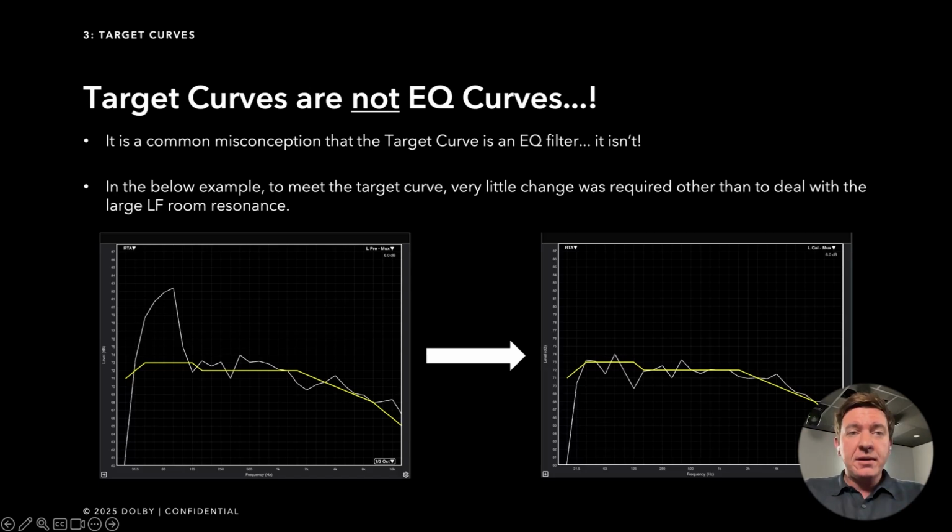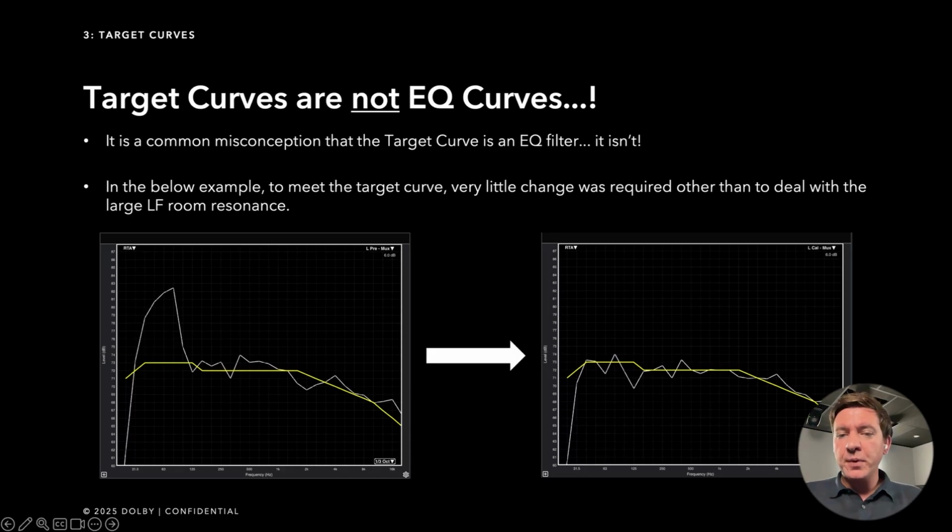But what we see here is a speaker in a room with no EQ. There's room happening to that signal, so there's a big LF bump. So generally the process here is we would apply some EQ to tame that low frequency lump.